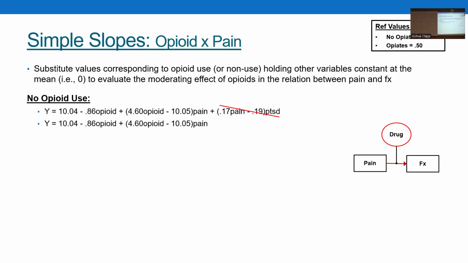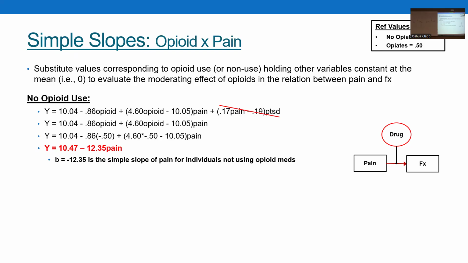So I go down here, here's my restructured equation. What I'm going to do is go through, for no opiate use in this data set, which ends up being represented by a value of negative 0.5. I plug that in, and I get my simple slope for the conditional effect of pain on functioning for people not using opiates. Okay.